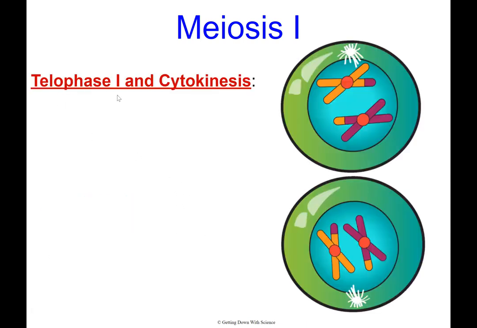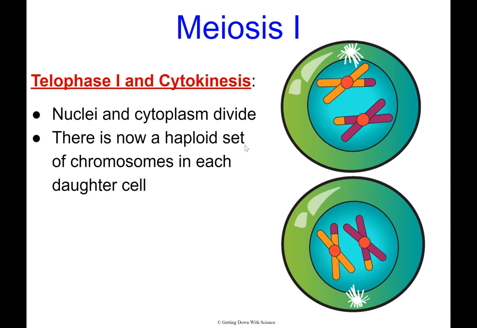Then we have telophase 1 and cytokinesis. So the nuclei and cytoplasm have finished their division, and so we have 2 separate cells, but we're going to continue. So we have a haploid set of the chromosomes in each daughter cell. At this point, it's actually N, because we only have 1 set of them in each one. We're just going to split them again to make them separate.